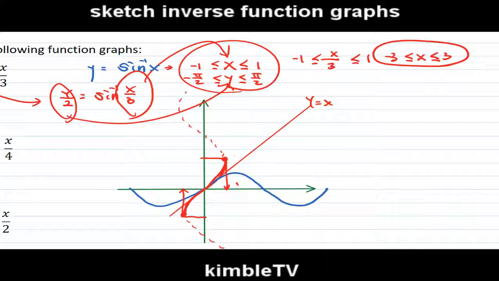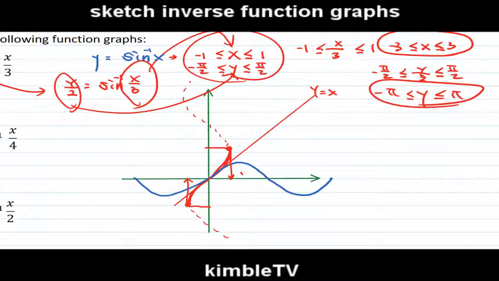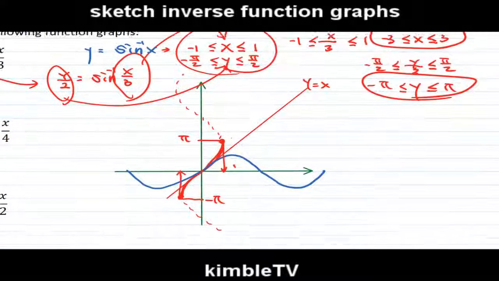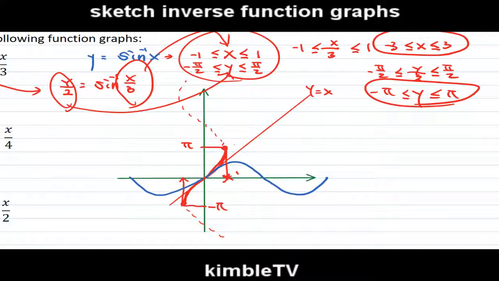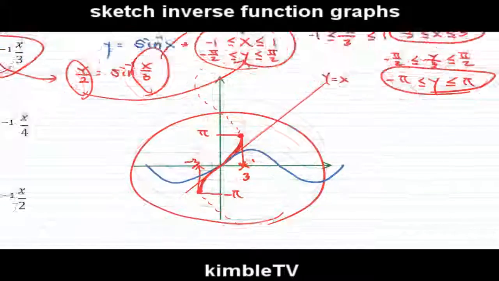And y is replaced by y on 2. Y on 2 is between -pi on 2 and pi on 2. Therefore, y is between -pi and pi. This one is the range. I will mark y range pi and minus pi, and x domain 3 and minus 3. Okay, this one is for this graph.